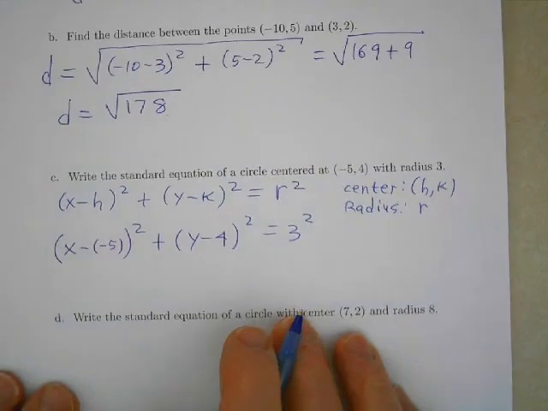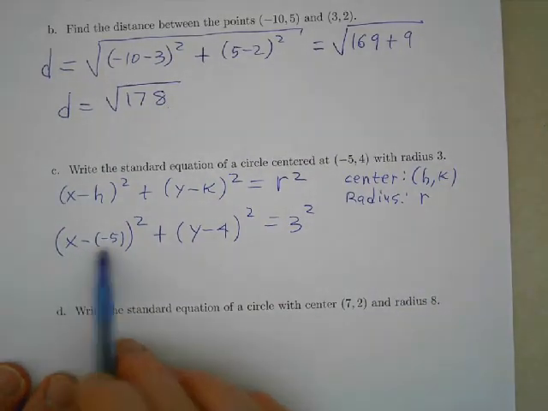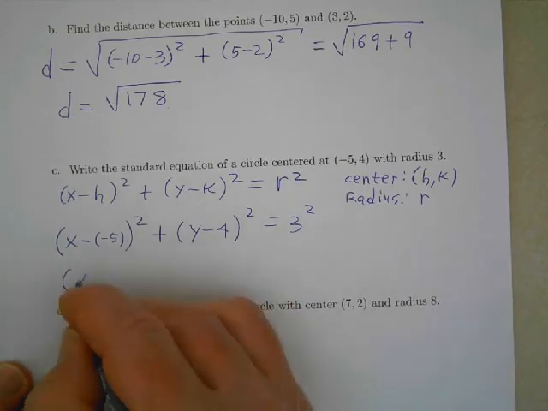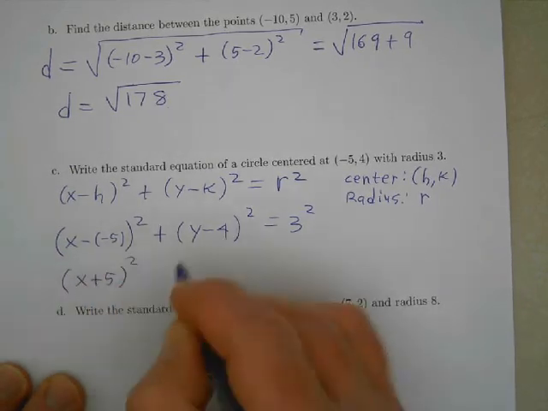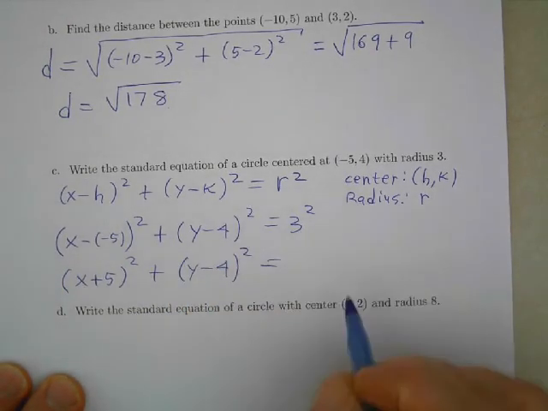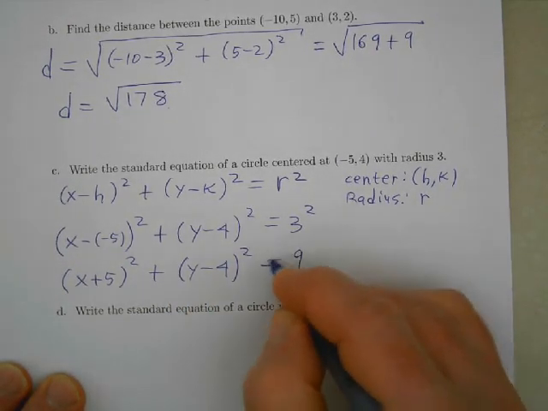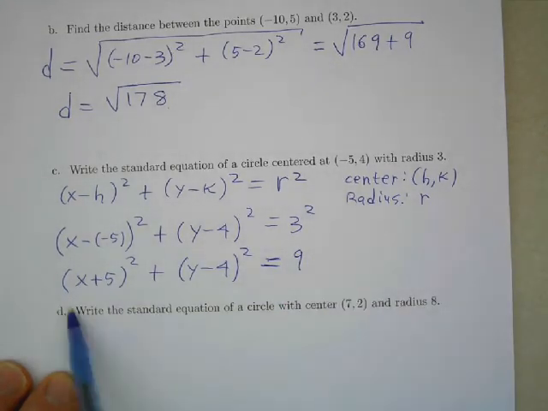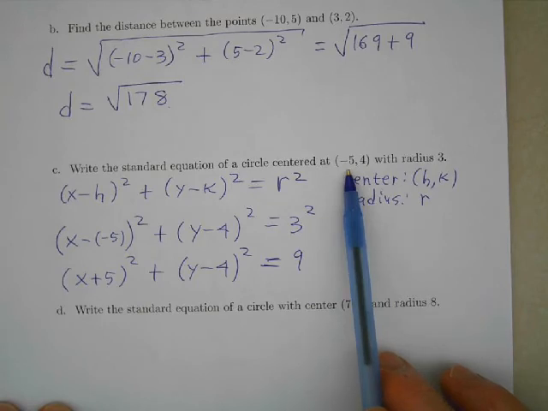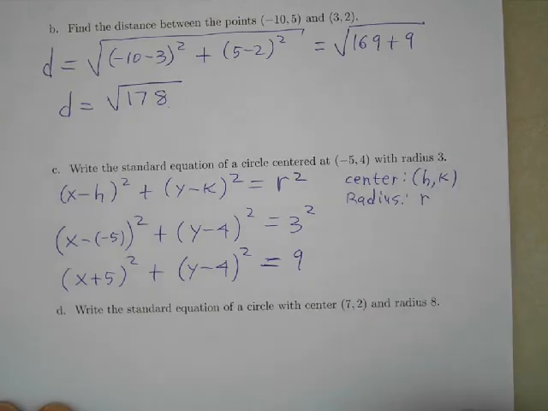And we normally do more arithmetic. Instead of writing x minus -5, we write x plus 5 squared, and then plus y minus 4 squared. And instead of writing 3 squared, we just write 9 in its place. So this is the standard equation for the circle centered at (-5, 4) with radius 3.